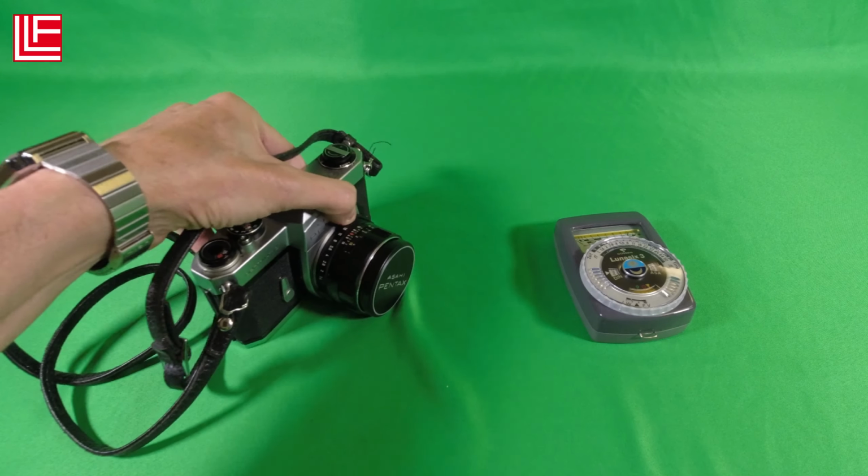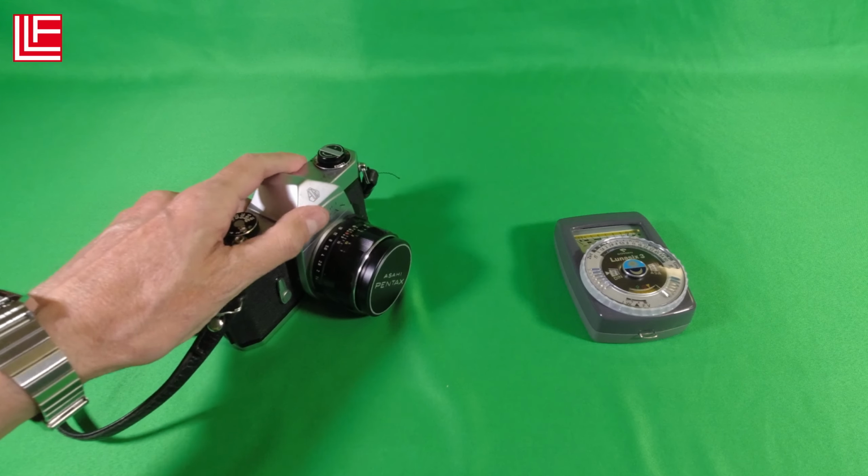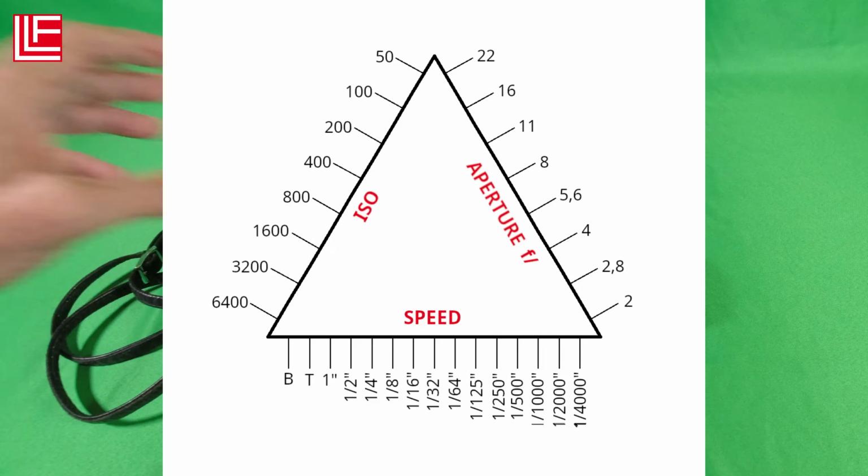and we can see these values better in this image. This is a photographic triangle. And you see in red the three values, the three settings: ISO, speed, and aperture, each with its own values. ISO here goes from 50 to 6400. However, on the digital cameras, this value goes way higher than that.